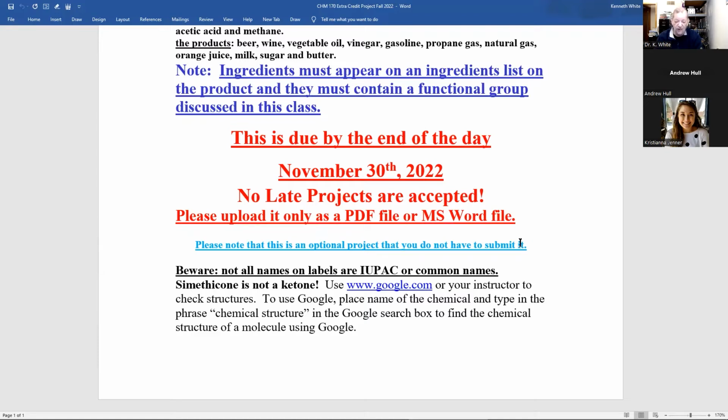Now, you can use Google or me, your instructor, to check names and help you out. Now, to use Google, place the name of the chemical and then type the phrase chemical structure. And you'll see that one of the first couple hits will give you the chemical structure. And you've learned how to identify functional groups. Now, let me just show you how easy it is.